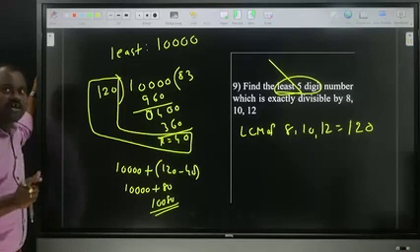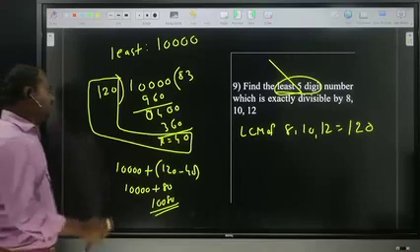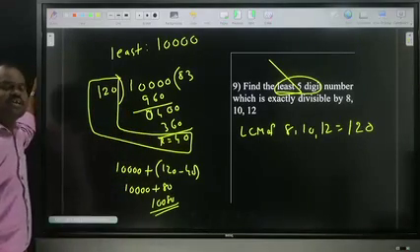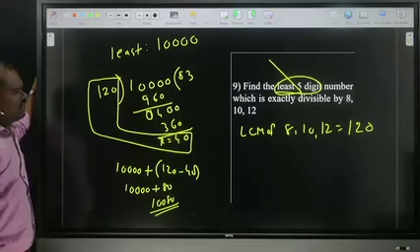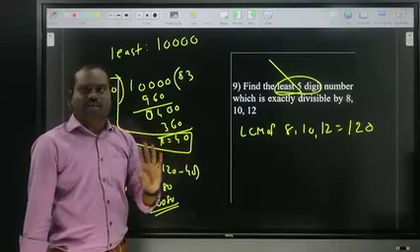Whenever greatest, subtract the remainder. When least, for that number we should add the difference between the divisor and the remainder. Don't get confused. LCM finding is the same for both. When greatest, subtract the remainder, that's it.